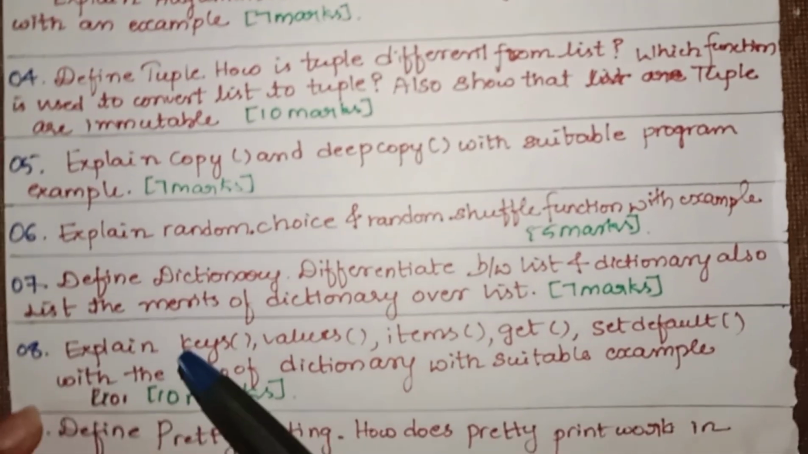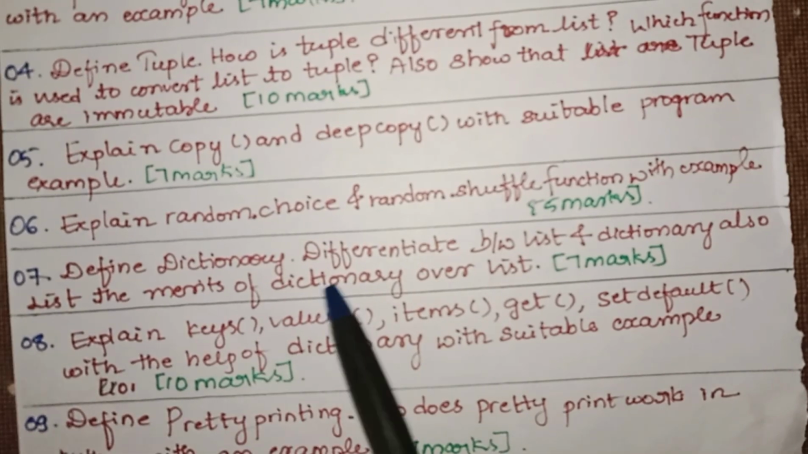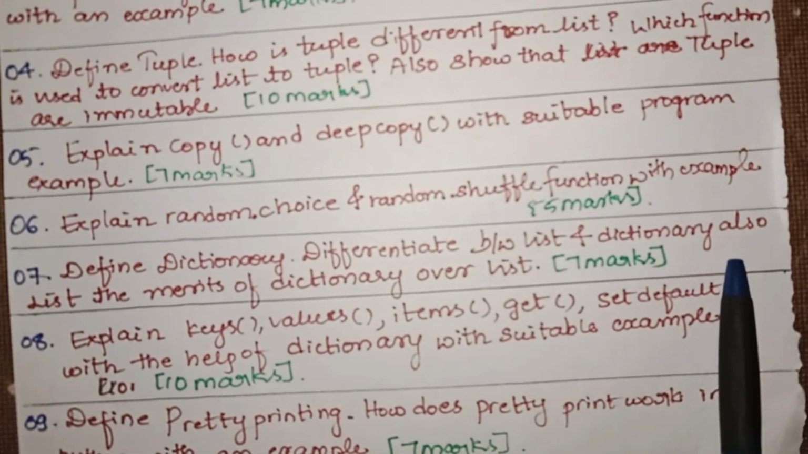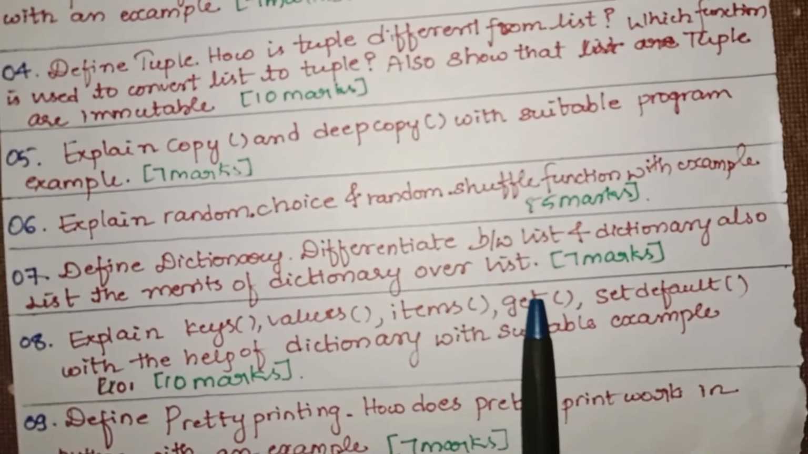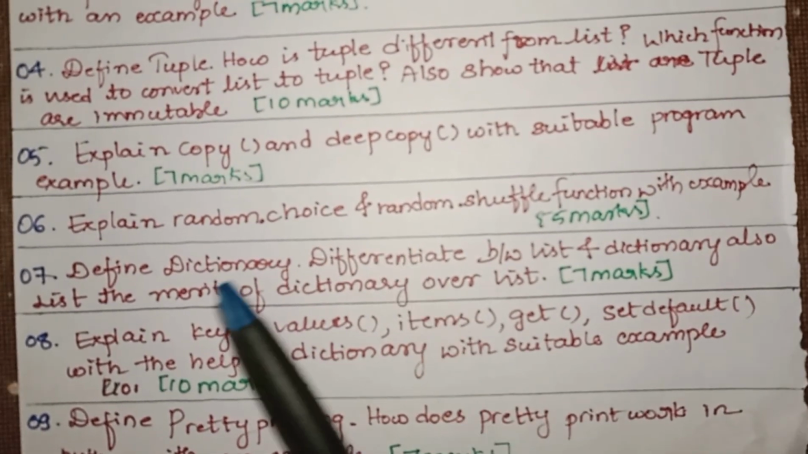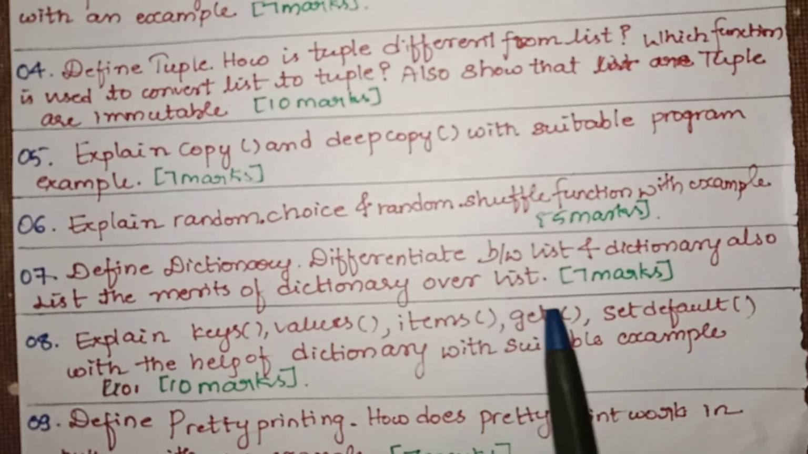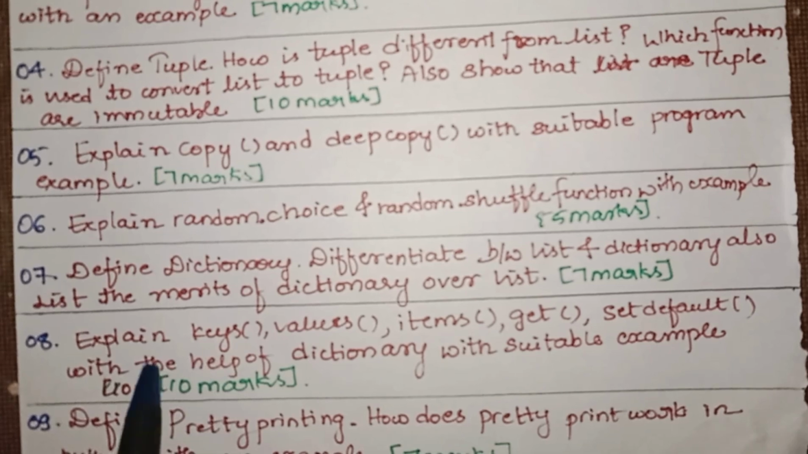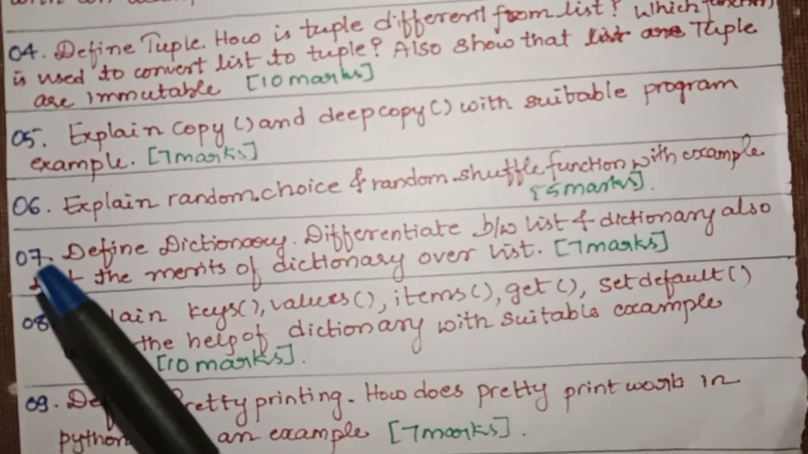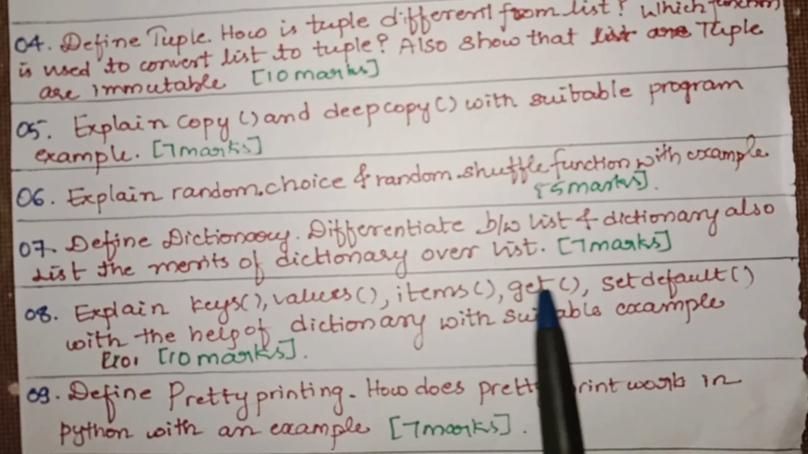And the next question is: define dictionary, differentiate between list and dictionary, also list the merits of dictionary over list. Here you should write the definition of the dictionary, differentiate between the dictionary and the list, and list the merits of dictionary, not demerits, the merits of dictionary over the list. How dictionary differs from list.